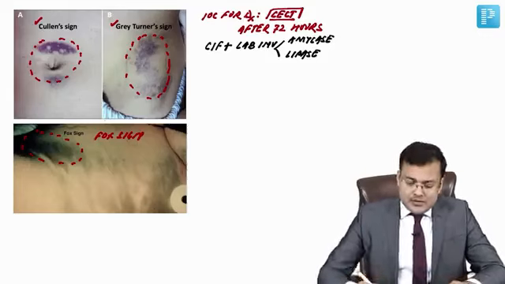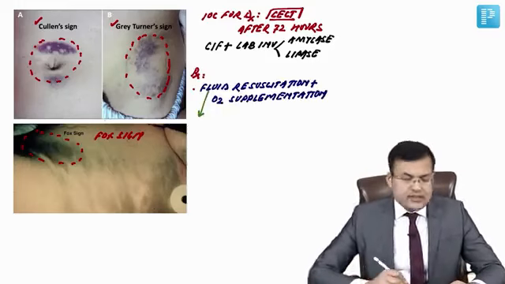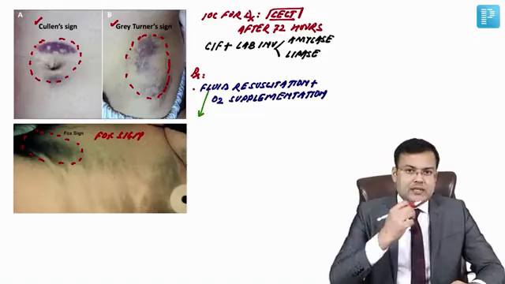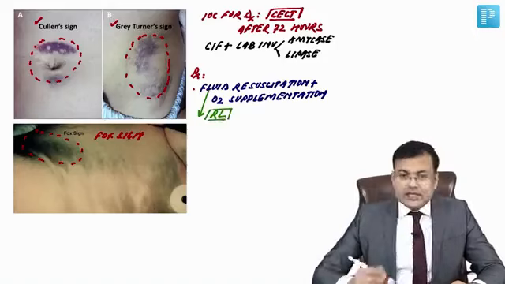Now coming to the treatment. What is the cornerstone of treatment in acute pancreatitis? This is fluid resuscitation plus oxygen supplementation. And what is the fluid of choice? Ringer lactate. There is pain.